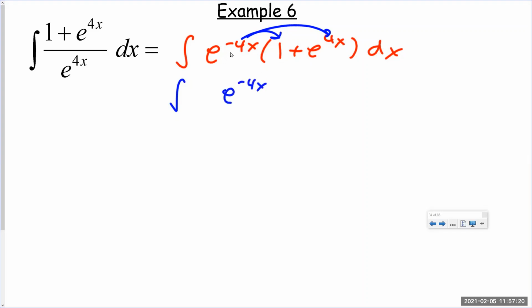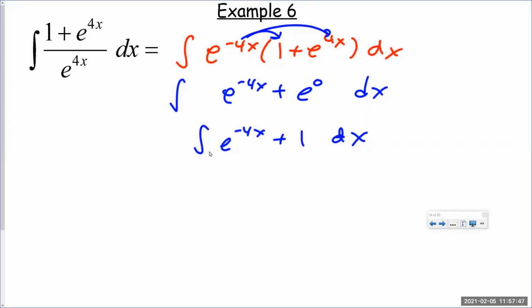What is e to the negative 4x times e to the 4x? Close. You add the exponents. So what is negative 4x plus 4x? Isn't that 0? Okay. But what's e to the 0? 1. Okay. dx. All right. Now, you thought you got to do one problem, but check this out. Oh, boy, you get to do 2.